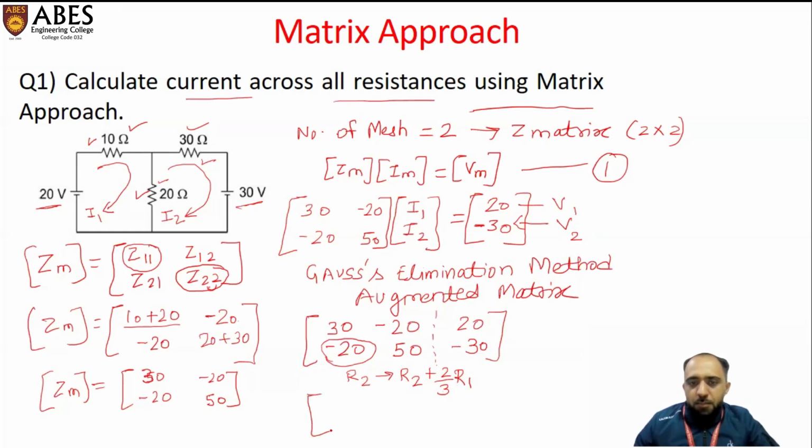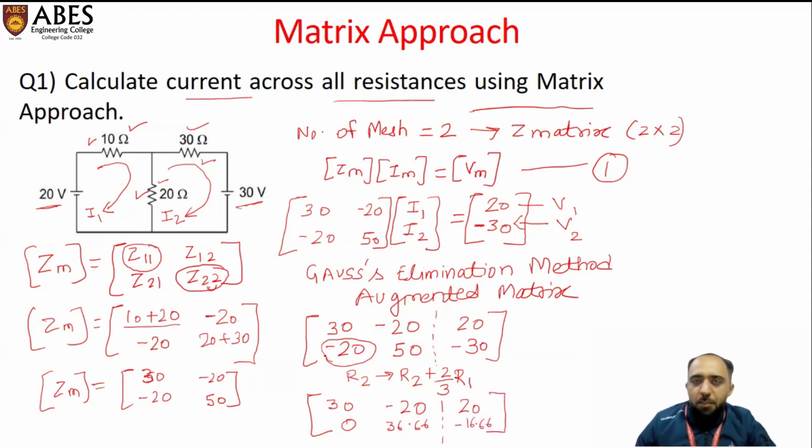So we can get this point 0, and this is 30. This is minus 20. This will be 0. This will be 36.66. This is 20 and minus 16.66.